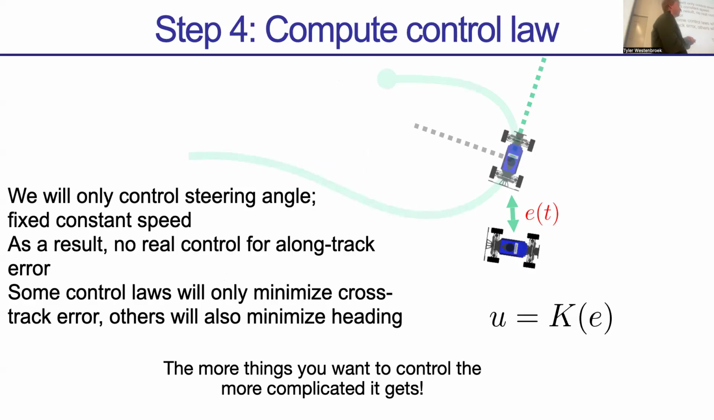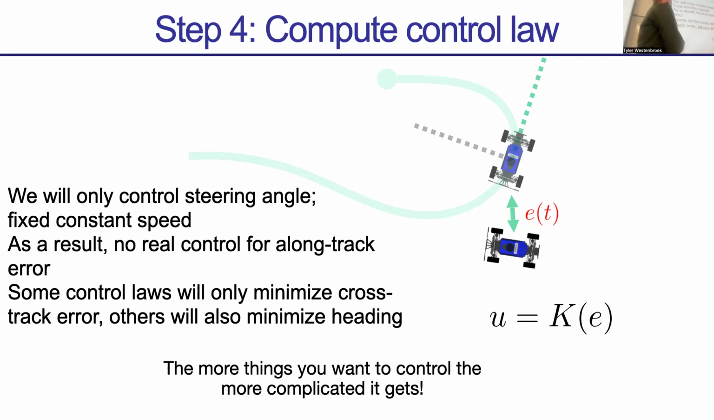Okay, so like I said, next we're going to try to compute some control law, which takes in this error and drives the system to zero. To make our lives simple, we're only going to try to control the steering angle. So we're going to assume, just for right now, that our car is going ahead at some desired speed. So really all we're controlling is what direction we're trying to point the car.